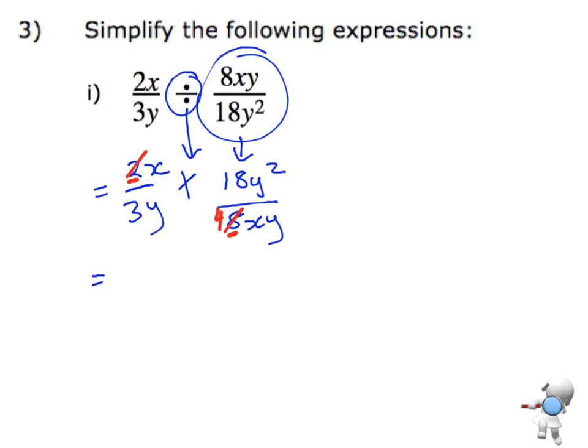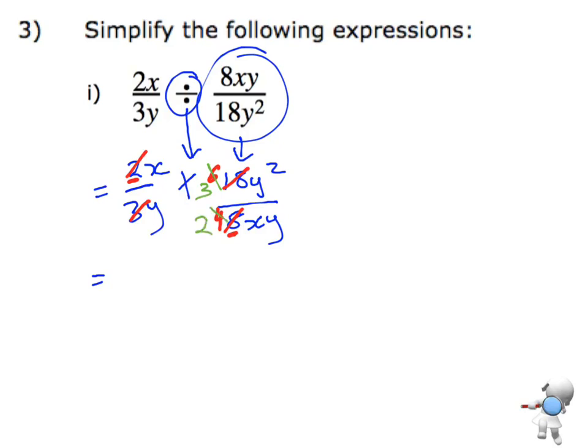Same with 3 and 18. They've both got a factor of 3 there. So 18 is a 6 times 3. So I'm going to cancel those out. Then I can look at the numbers again and go 6 and 4. You know what? 6 and 4, they've both got a common factor of 2. So I'm going to cancel that down to 3 over 2.